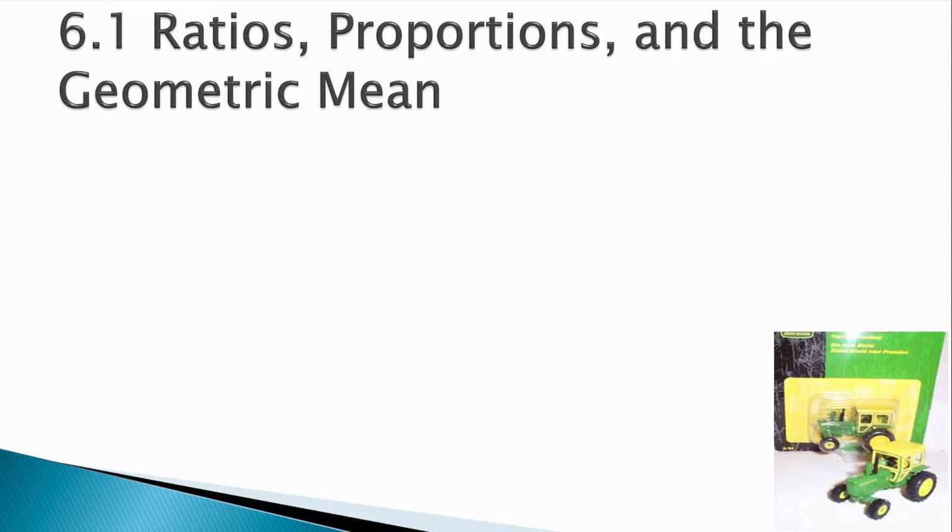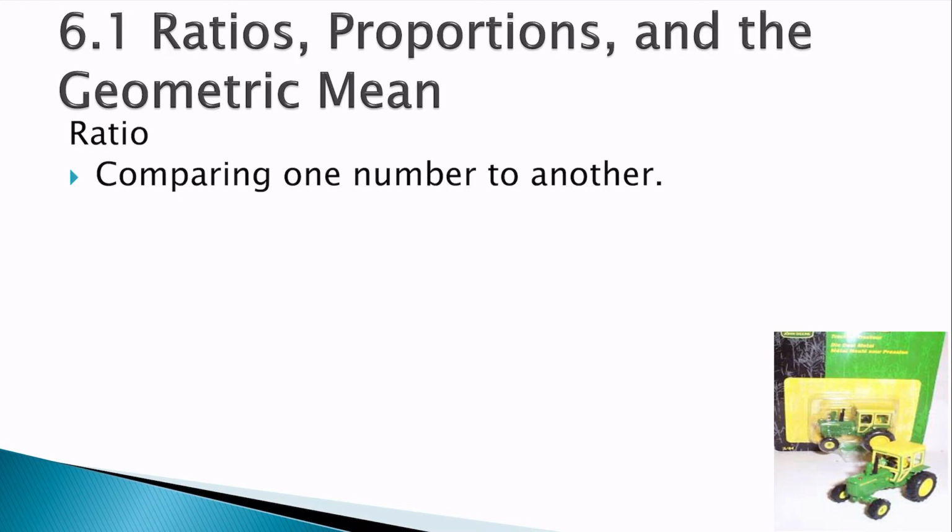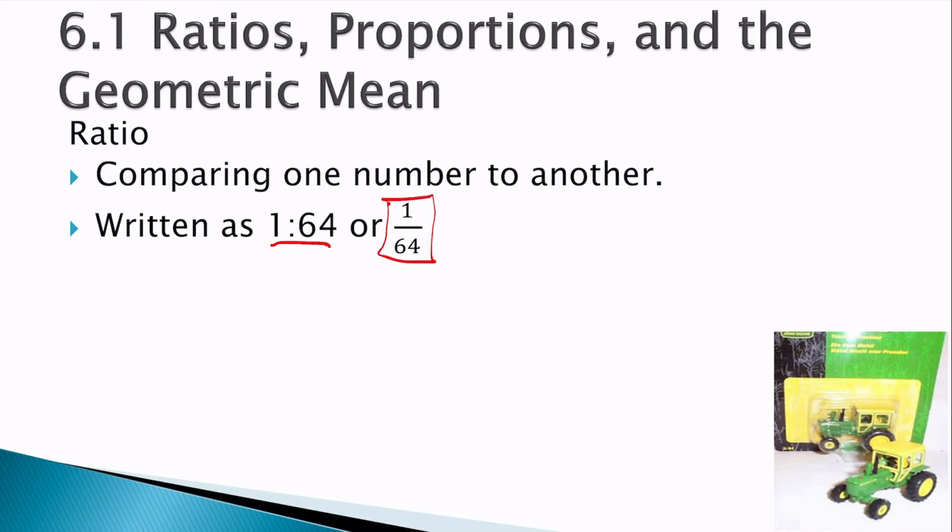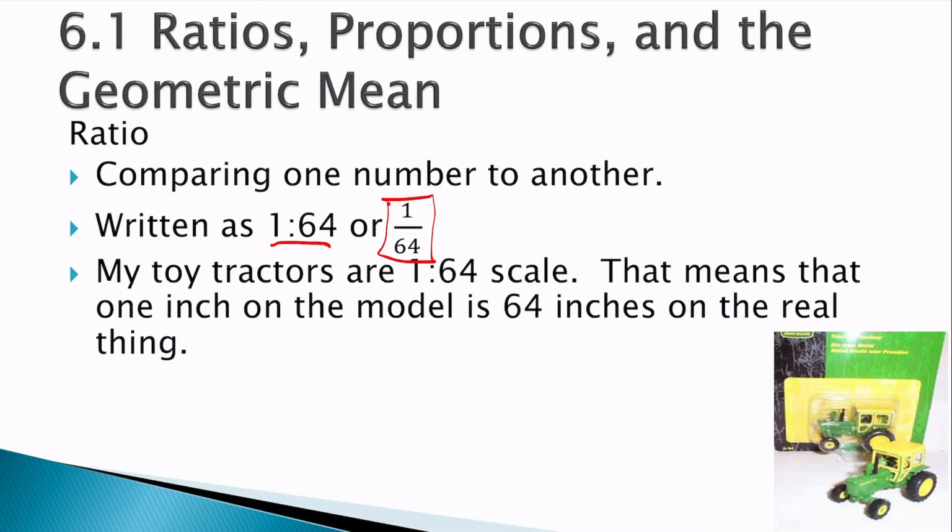Lesson 6.1, Ratios, Proportions, and the Geometric Mean. A ratio is simply comparing one number to another, and you can write ratios as a colon or as a fraction. I have a bunch of toy tractors at home, and they are in the scale of 1 to 64. That means that 1 inch on the model is 64 inches on the real thing.